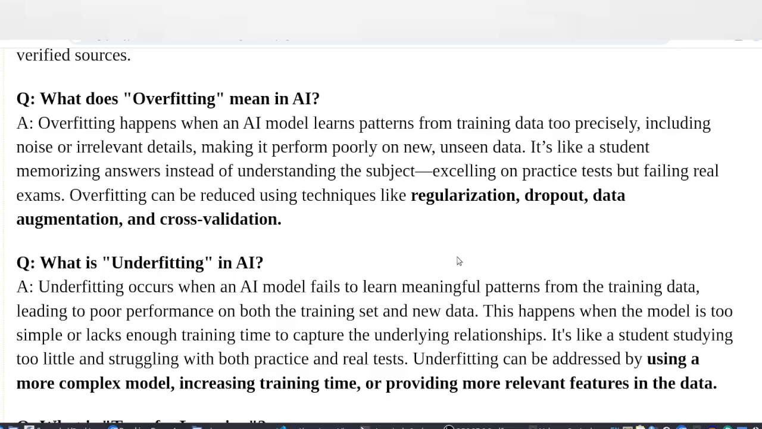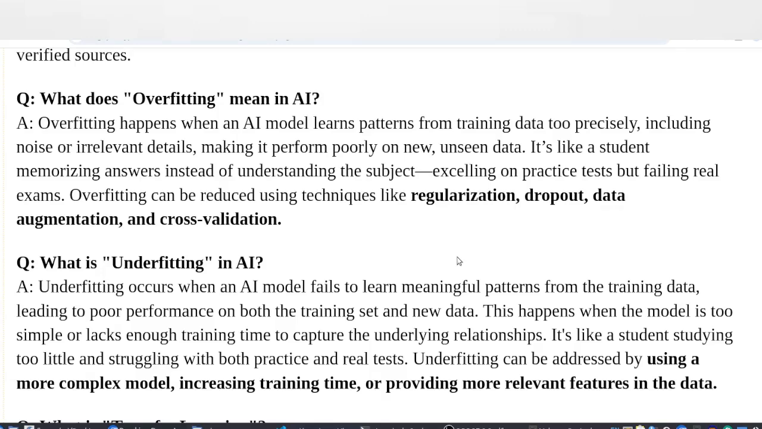This happens when the model is too simple or lacks enough training time to capture the underlying relationships. It is like a student studying too little and struggling with both practice and the real test. Underfitting can be addressed by using a more complex model, increasing training time, or providing more relevant features in the data. Underfitting means the model cannot work properly even on the training data itself.